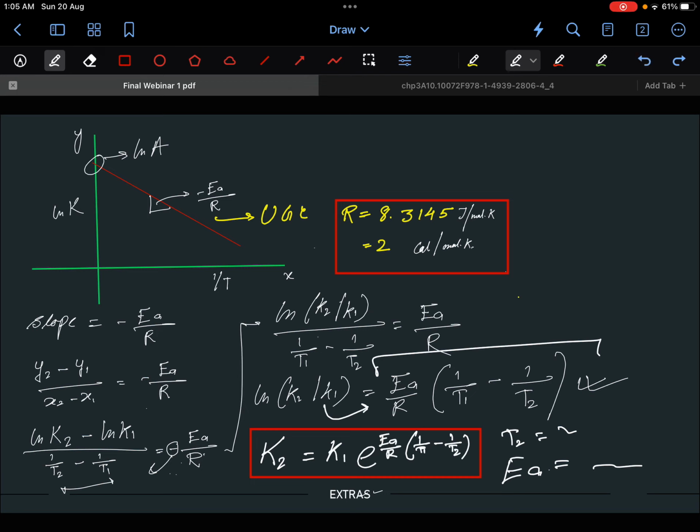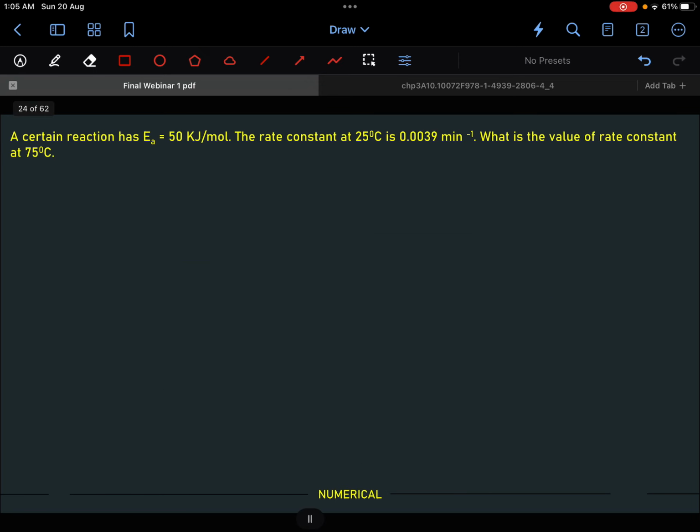Okay, just play around with the equation and you will find various forms, like T2 equal to something, E1 equal to something, K2 equal to something. Why do we need this one? Because from the Arrhenius equation alone, you cannot find two different K's or EA. You cannot find the activation energy. And rather than explaining verbally, I will just go to the next numerical. You will understand what I am trying to say.